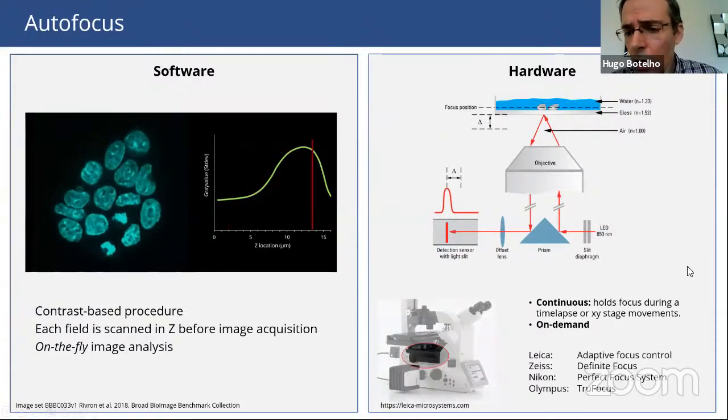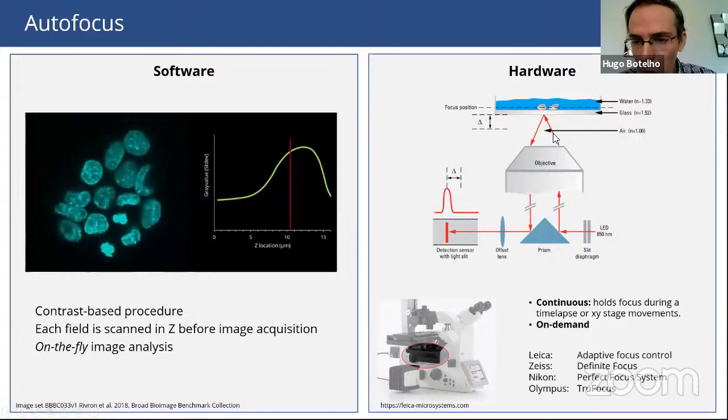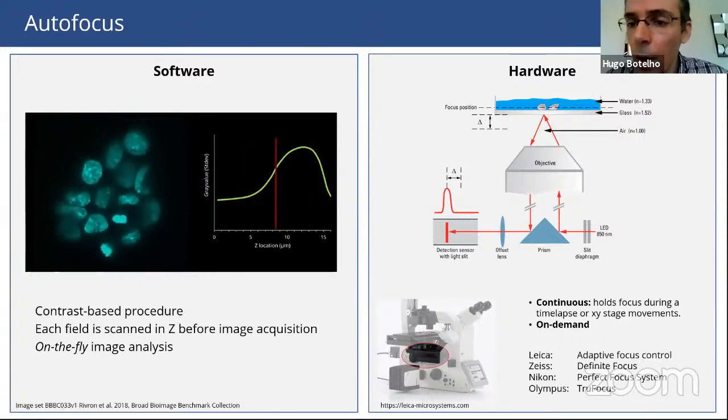For that reason, there are also hardware-based strategies for autofocusing on the multi-well plate, and these hardware-based autofocus solutions use an infrared LED laser which is shined upon the bottom of your multi-well plate. Because of the refractive index mismatch between air, which has refractive index 1, and glass or polymer, which is around 1.5, this laser is reflected, brought back into the objective, and the precise location of the reflection is detected.